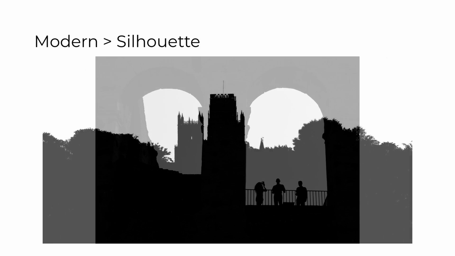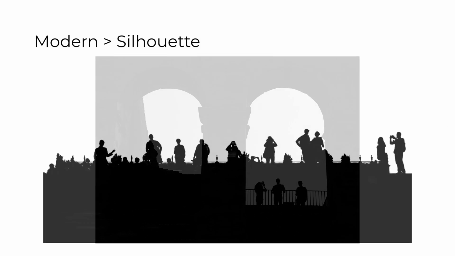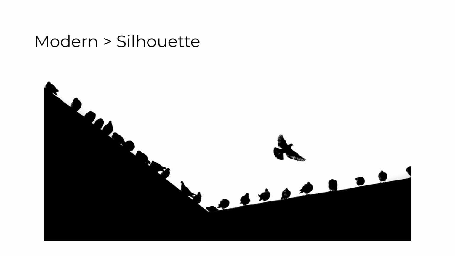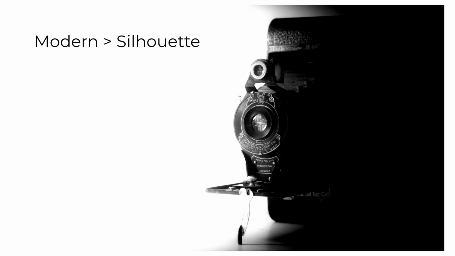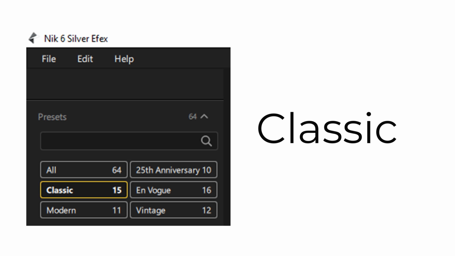Finally, for this modern style, is the silhouette filter, which can help you to produce, together with tinkering in Photoshop as well, some quite striking black and white images. Now onto the classic styles.